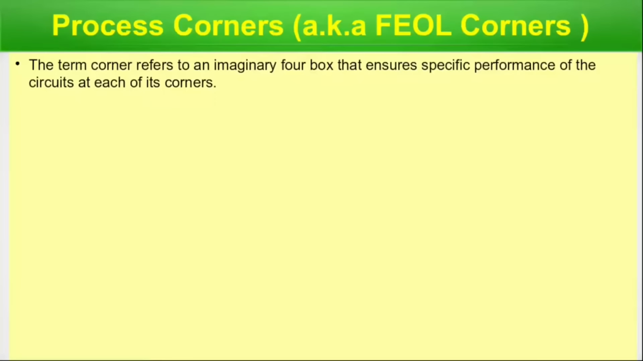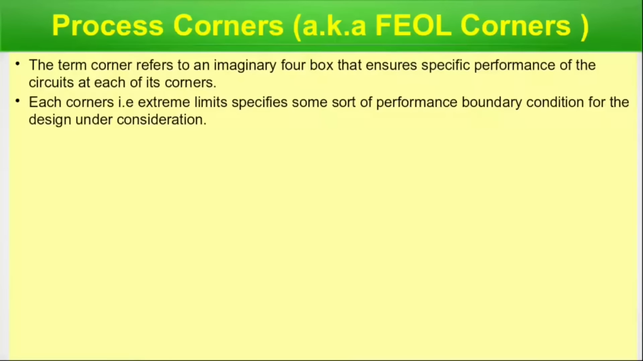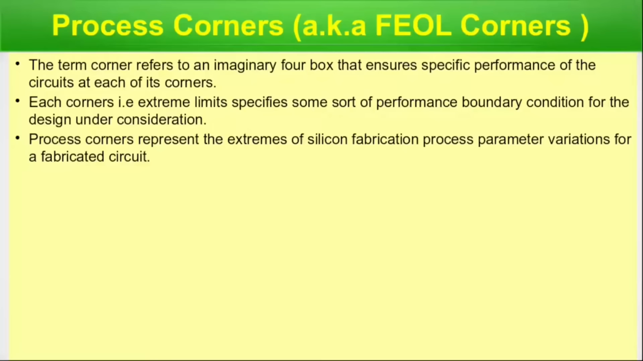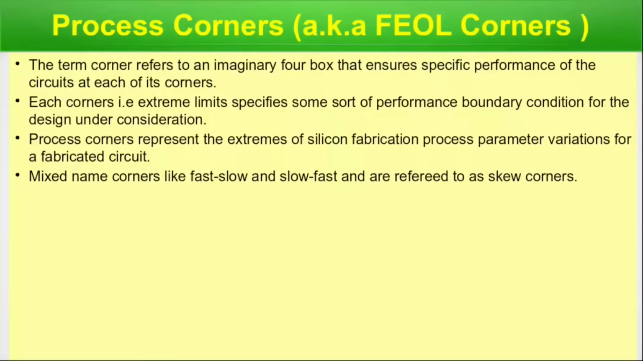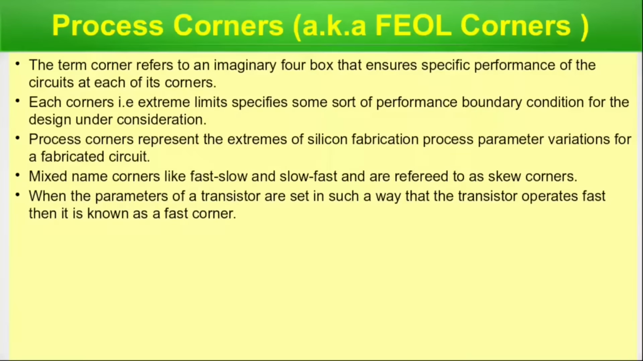Process corners, which are also known as FEOL corners. The term corner refers to an imaginary box that ensures specific performance of the circuits at each of its corners. Each corner, that is the extreme limits, specifies some sort of performance boundary condition for the design under consideration. We'll show this in the graphics in upcoming slides. Process corners represent the extremes of silicon fabrication process parameter variation for a fabricated circuit. Mixed name corners like fast slow or slow fast are referred to as Q corners. When the parameters of a transistor are set in such a way that the transistor operates fast, then it is known as the fast corner.